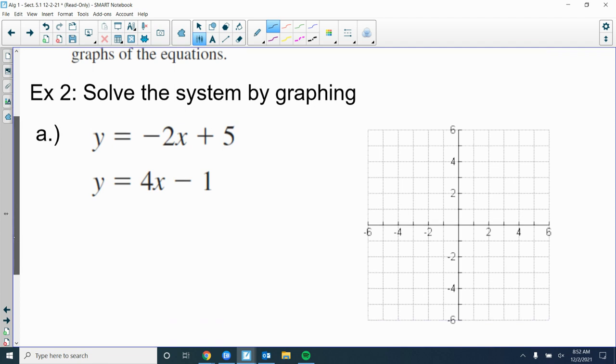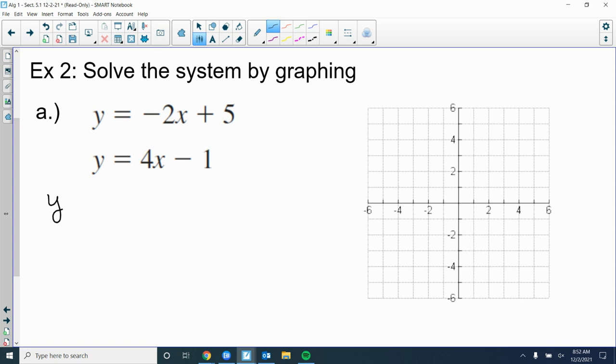So the first one here is y equals negative 2x plus 5. We're going to do slope and y-intercept. Remember, we've done this plenty of times. Your slope is the number in front of the x, is negative 2 over 1. Your y-intercept, which is the b value, is 0, 5. That tells us where to start. Since it's a negative slope, it has to be going downhill.